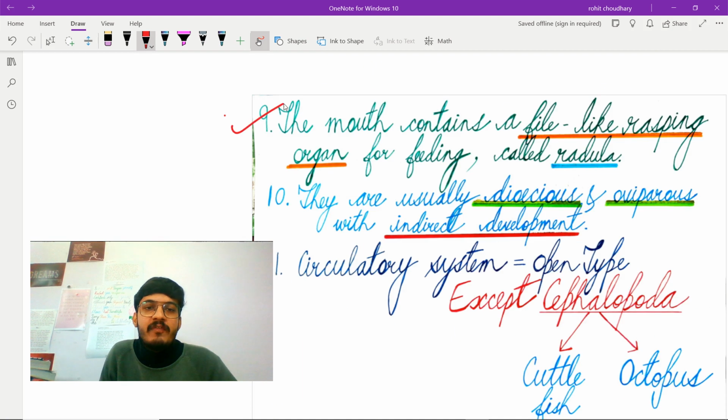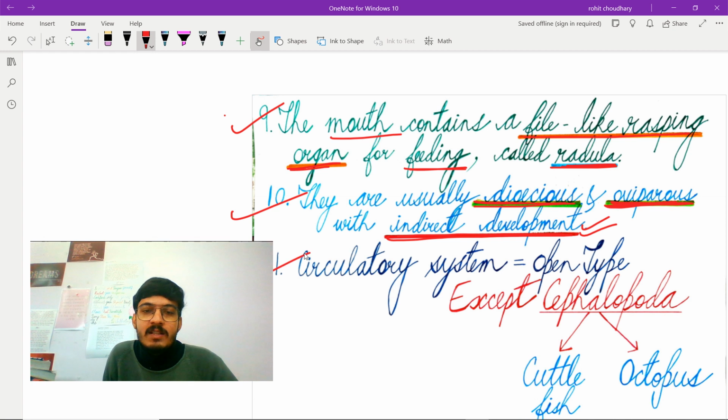The next feature under phylum Mollusca is that the mouth contains a file-like rasping organ. The file-like rasping organ is nothing but the radula, and it is used for feeding. This radula has transverse rows of chitinous teeth, and those chitinous teeth are helpful in feeding. The next feature is that they are usually dioecious. Dioecious means male and female sex organs are present in different individuals, and they are oviparous. They give rise to young ones through eggs, with indirect development, meaning larval stages are involved.